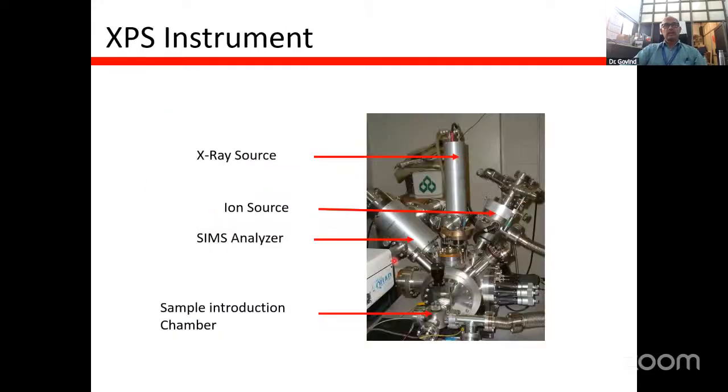In a little zoomed area, we can see this is the X-ray source, given vertically. This is the ion source required to remove the contamination and clean the surface. There is a SIMS analyzer. As I said, there is another technique that can also be used with XPS, so this is an add-on attachment. And there is a small area where we can introduce the sample to the chamber.